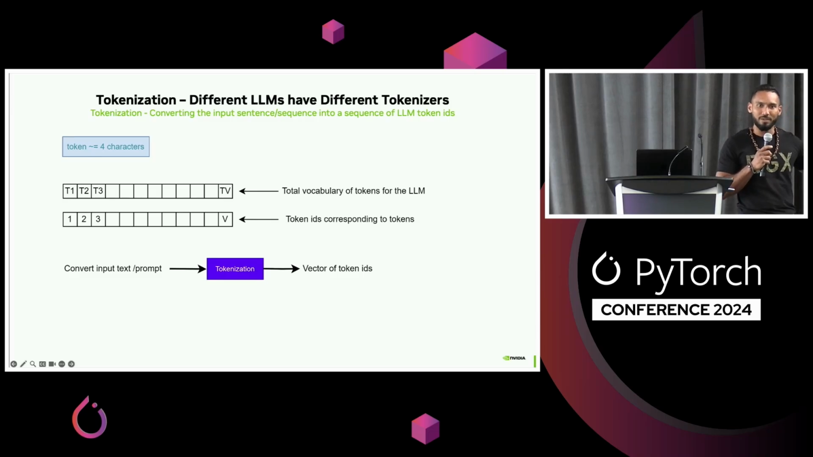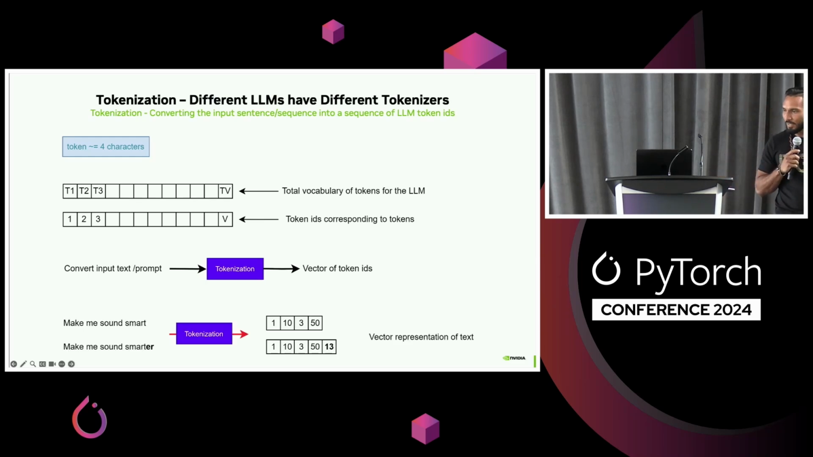I just want to use the number to represent the token. And then my job is to say, okay, I'm going to go from your input prompt, whatever crazy formatting you send to me, and I have to convert that into a vector of token IDs, right? That's the goal in the first part.